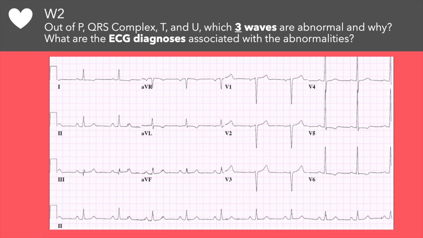Hey everyone, welcome back. Let's do W2. Out of P, QRS complex, T, and U, which 3 waves are abnormal and why? What are the ECG diagnoses associated with the abnormalities? For this ECG, there's an abnormal P, QRS, and T. The ECG diagnoses are left atrial enlargement, left ventricular hypertrophy, and T wave inversion.